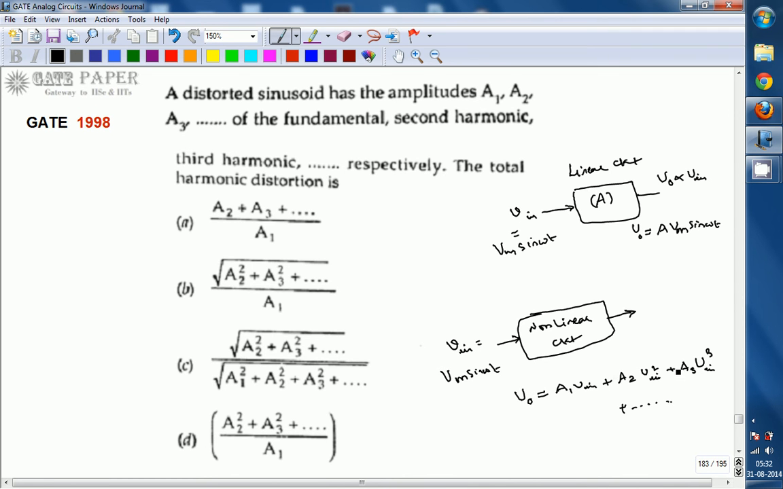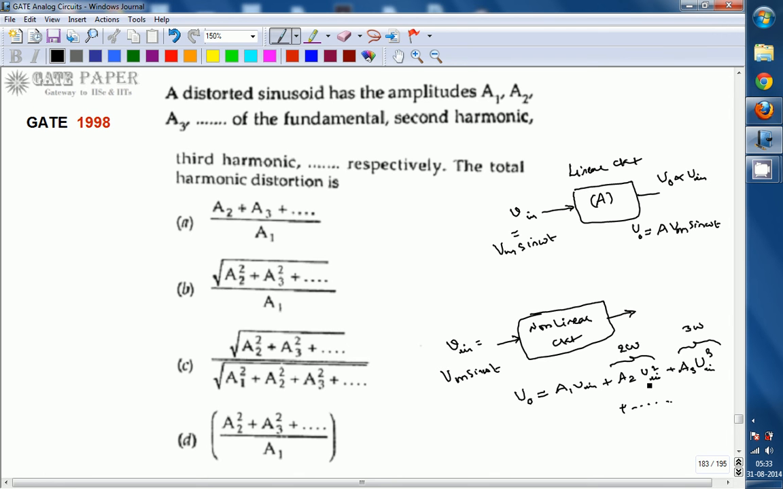If you observe V0 is equal to A1 Vin, up to this point it is linear, but it is added with some other terms. A2 into Vin square will give some other frequency component, 2 omega, and Vin cube will give one extra frequency, 3 omega. For the fourth one, 4 omega, 5 omega, 6 omega, like this you will get. So apart from the input signal frequency omega, you are getting some other extra frequencies. If they are integer multiples of the input signal frequency, they are called harmonics. A harmonic frequency is nothing but an integer multiple of the fundamental frequency.